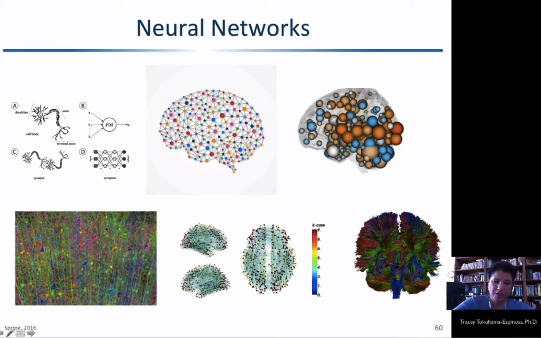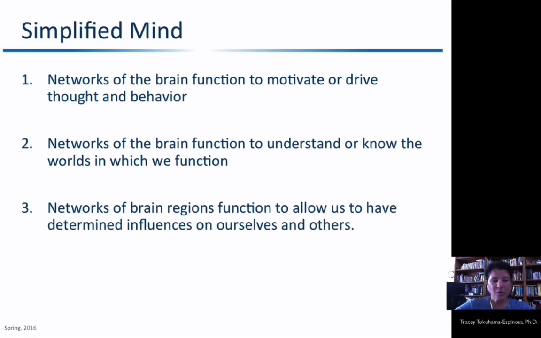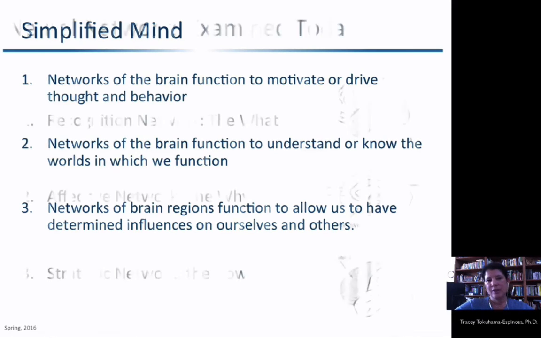And in the Connectome project, you can actually see how this evolves from the individual synapses into a greater network system. So in a simplified version of the brain, we know that networks are responsible for and explain motivation, drive, thought, and behavior. The networks help us understand ourselves, giving us the power to reflect on our own activities and actions. The networks also allow us to manage our own behaviors and the behaviors of others.